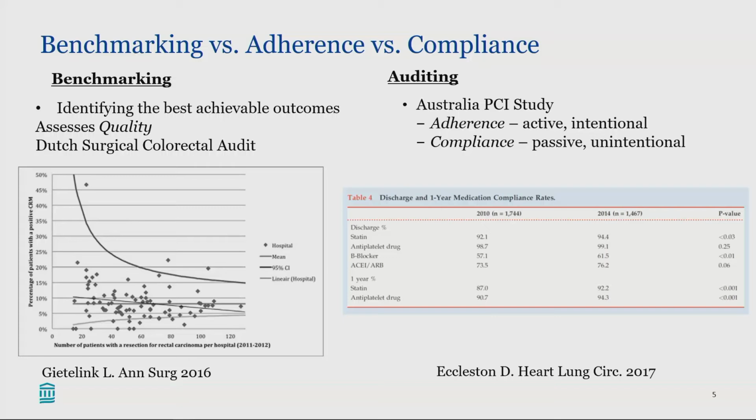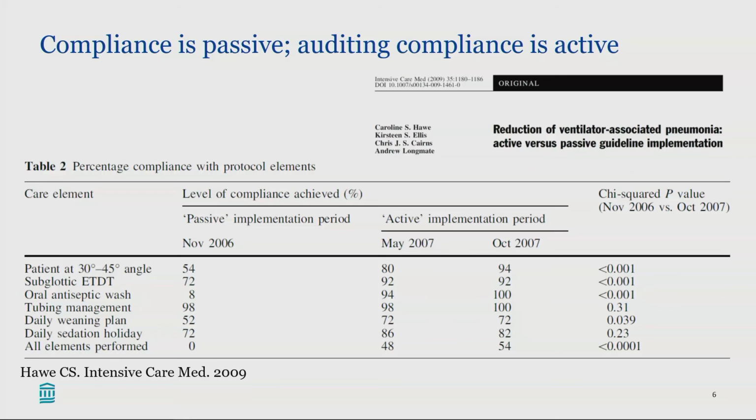A good example of those two concepts would be the Australia PCI study, right? These are patients, this is post-MI care. So they look at adherence, which is an active participation, versus compliance, which is actually passive. So compliance, if you're running a post-MI program, is how many times did you prescribe a statin and a beta blocker and an aspirin after the patient left the hospital. Adherence is how many patients were taking the drugs. Those are very different concepts. And so depending on what your goal is with an ERAS pathway, you might be very compliant, but you might not be very adherent. And we want to differentiate those things.